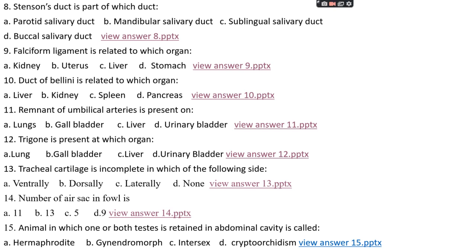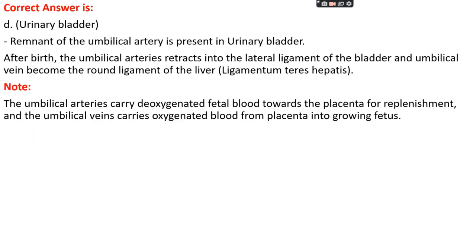Question number 11. Remnant of umbilical artery is present in option A, lungs, option B, gallbladder, option C, liver, option D, urinary bladder. The right answer is option D, that is the urinary bladder. The remnant of the umbilical arteries is present in the urinary bladder. After birth, the umbilical artery retracts into the lateral ligament of the bladder, while the umbilical vein becomes the round ligament of the liver.